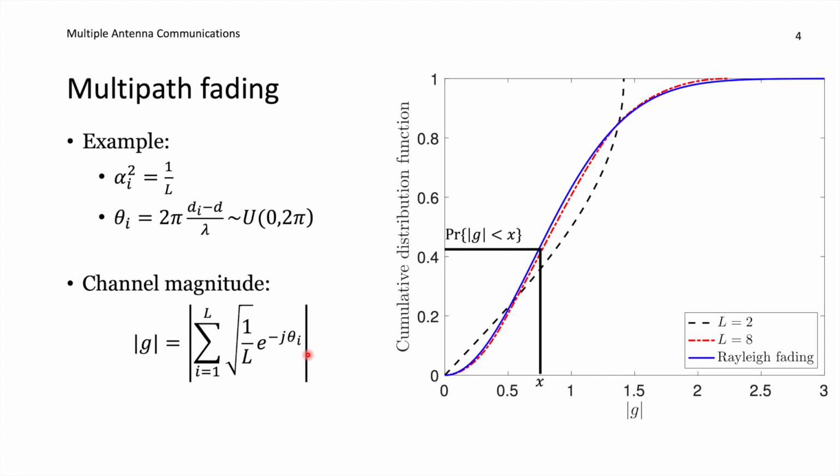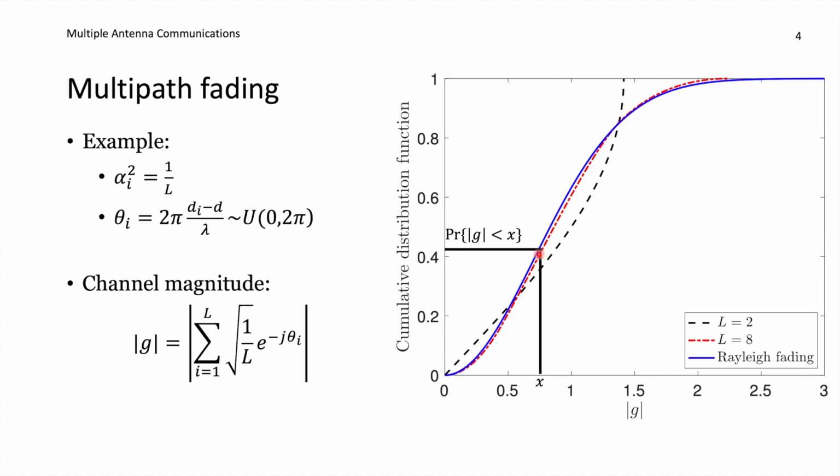If we now simulate how this looks, what is the cumulative distribution function of the absolute value of g? If we have two paths, we get this behavior here. And what the cumulative distribution function is saying is that if we pick a certain number here along the horizontal axis, well, then the probability that the absolute value of g is smaller than that value is what we read out on the vertical axis over here. So this is showing the random variations. We get the dashed curve when we have two paths, and then when we have 8 paths, we get the red curve here, and if we have something that is called Rayleigh fading, we get the blue curve, which is very similar to having 8 paths here.